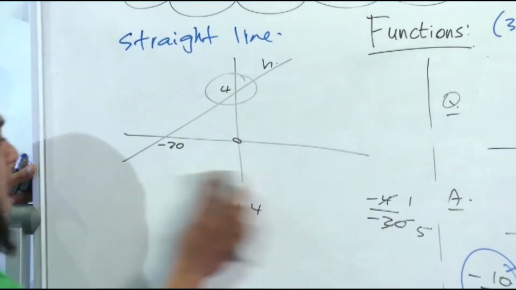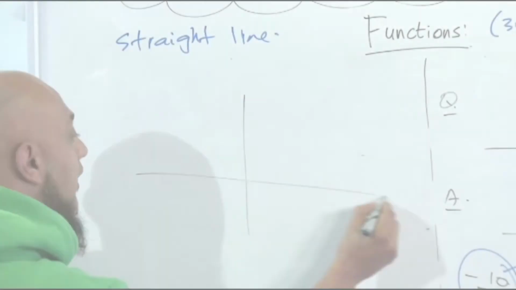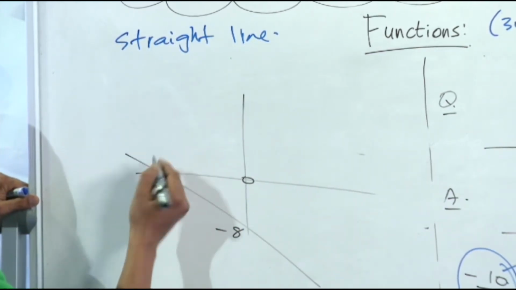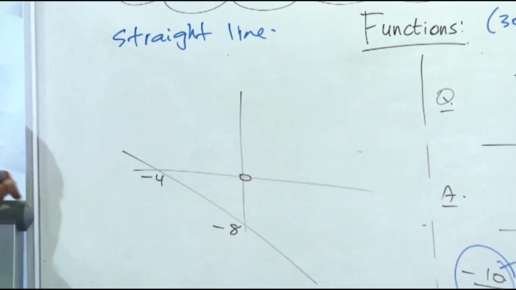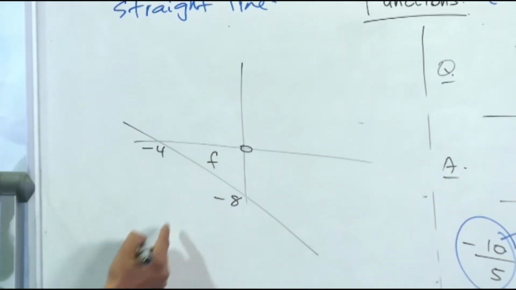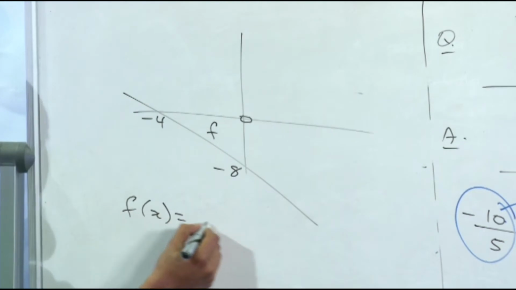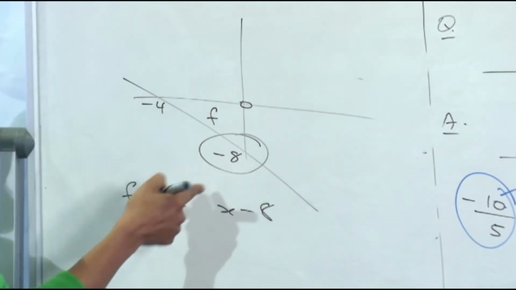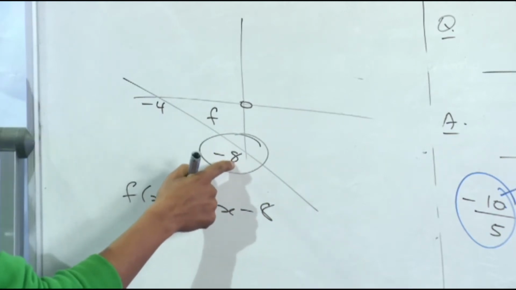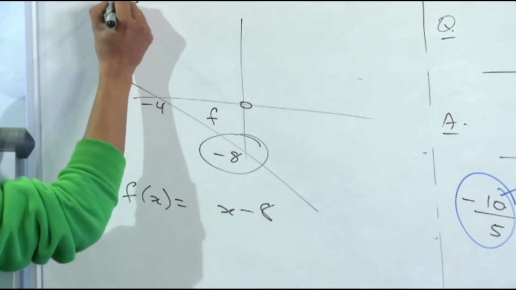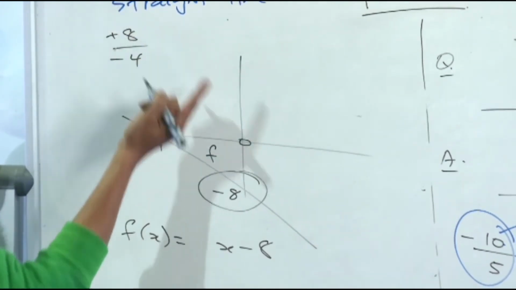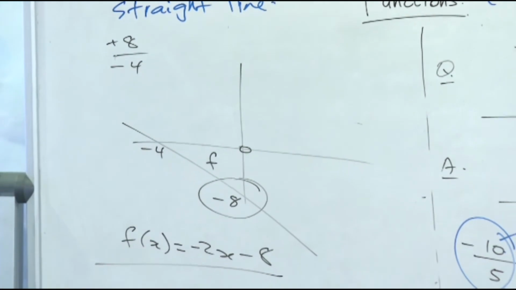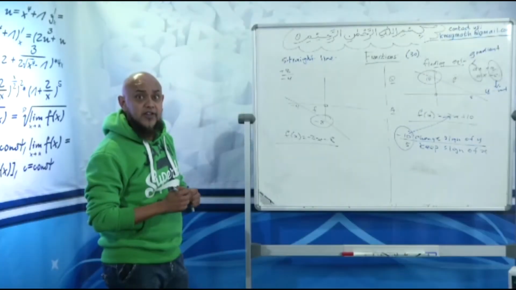Let's do another one. Let's do one more. What if the graph went in that direction? And I tell you that's minus 8 and that's minus 4. Okay, and I tell you this is graph f. Give me the equation of f. So f of x is equal to mx plus c. What's your c value? Negative 8. What's your m value? Change the sign of y, keep the sign of x. So it's going to be plus 8 over minus 4. Plus 8 over minus 4, minus 2x minus 8. And there we go. Problem solved. You've got the equation of the straight line.